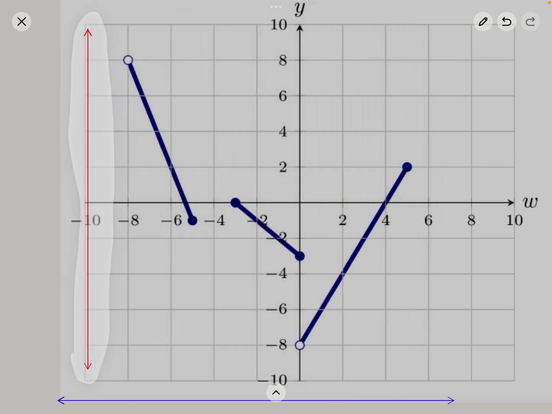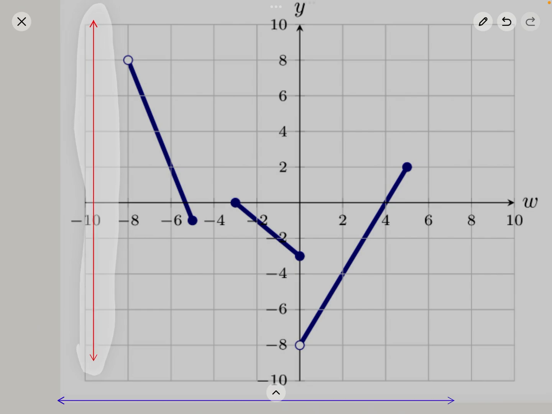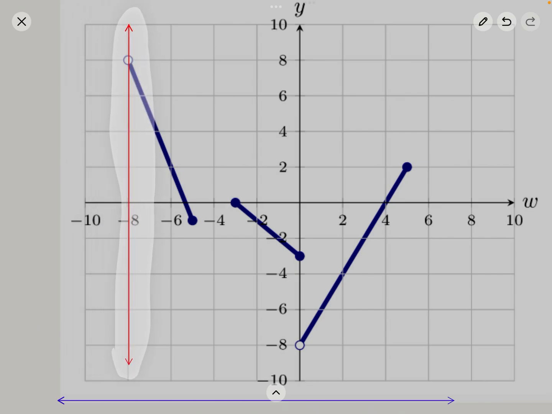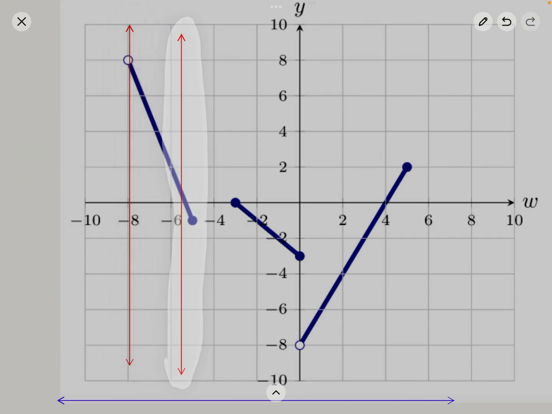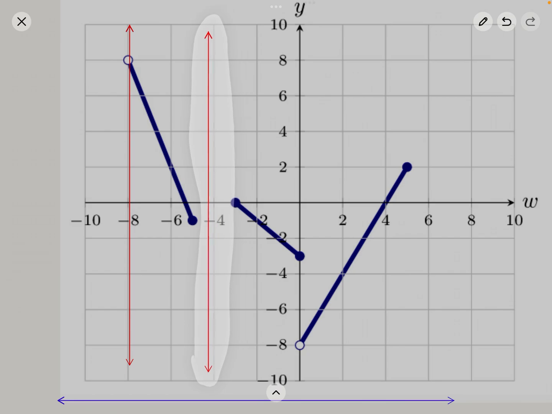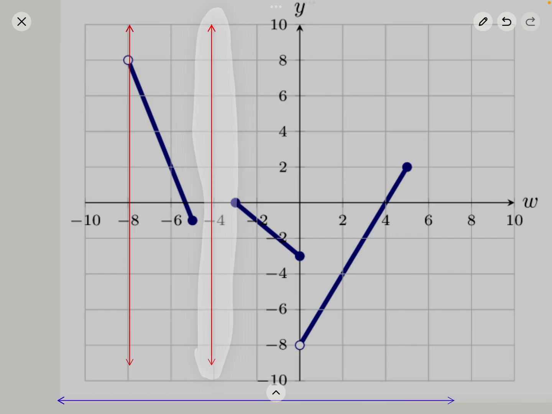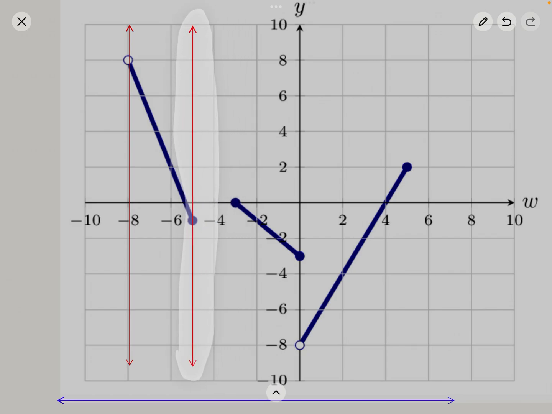Now to find the domain, we're going to do the same thing. I'm going to start right here. This is where my interval is going to start. I'm going to copy a vertical line there. I'm going to go all the way over until I'm no longer touching the graph. Now, I'm not touching the graph in here, so I should stop. My interval is going to stop here.